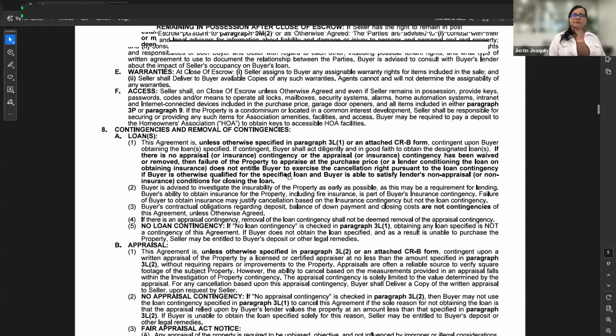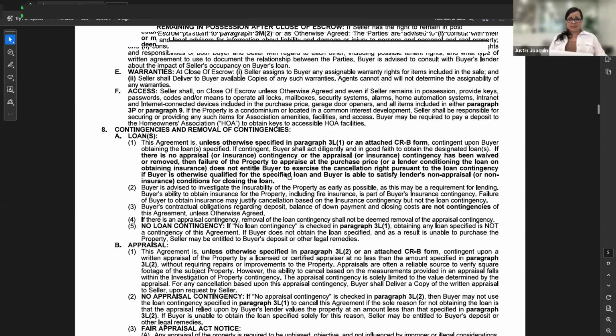E is warranties. If somebody asks what the changes were, all they did was give titles to these two paragraphs, E and F. They didn't have titles before. So warranties now has the title name warranties, but nothing else changed. And access is now called access, but the information stays the same. The good thing about warranties is, when people say warranties are assigned, well, the paragraph says available copies. If the seller has available copies of the warranties, then those obviously would want to be passed on. If they don't have available copies, they don't need to worry about anything.